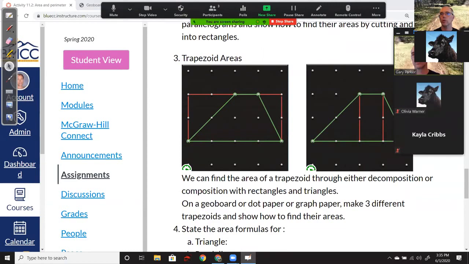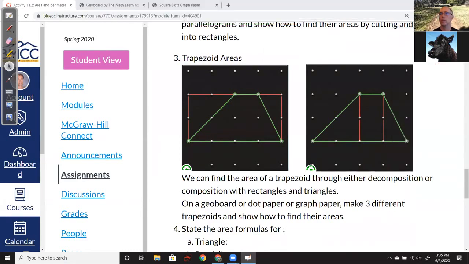Oops. Hang on, I have my Zoom stuff in the way.